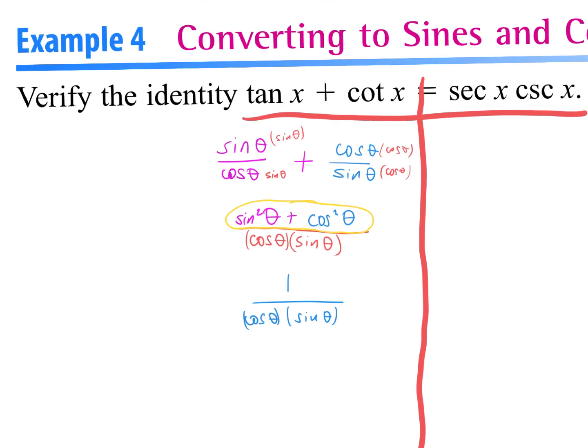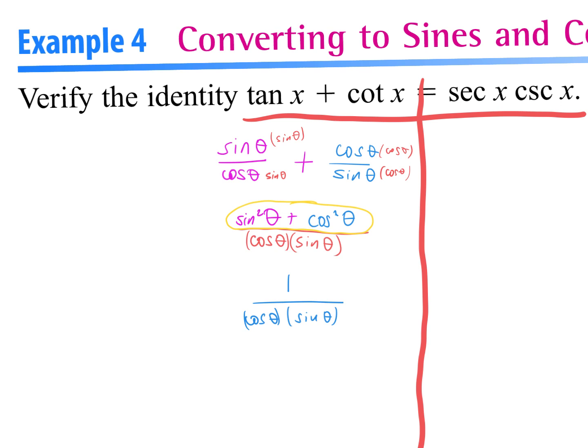All right, now where are we trying to get to? Secant and cosecant. Is there a relationship, guys, between cosine and secant? Or between sine and cosecant? What are those of each other? What are sine and cosecant of each other? What are cosine and secant of each other? They're opposites. They're reciprocals, aren't they?